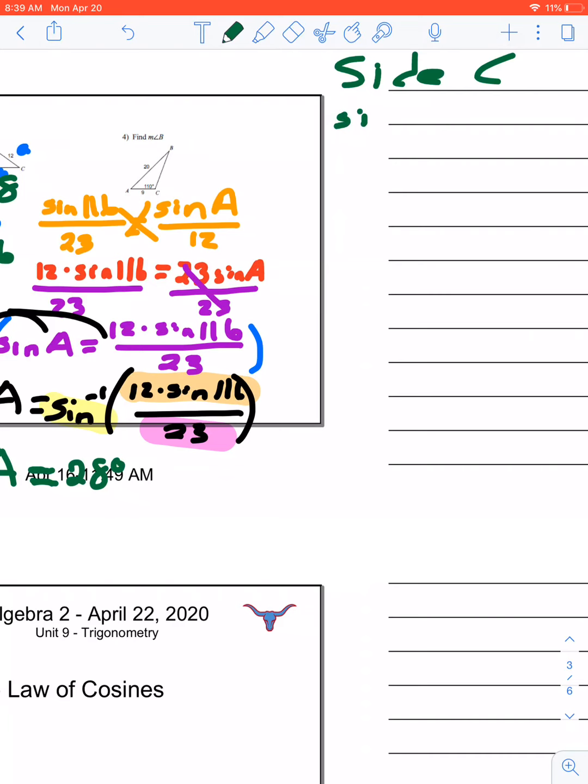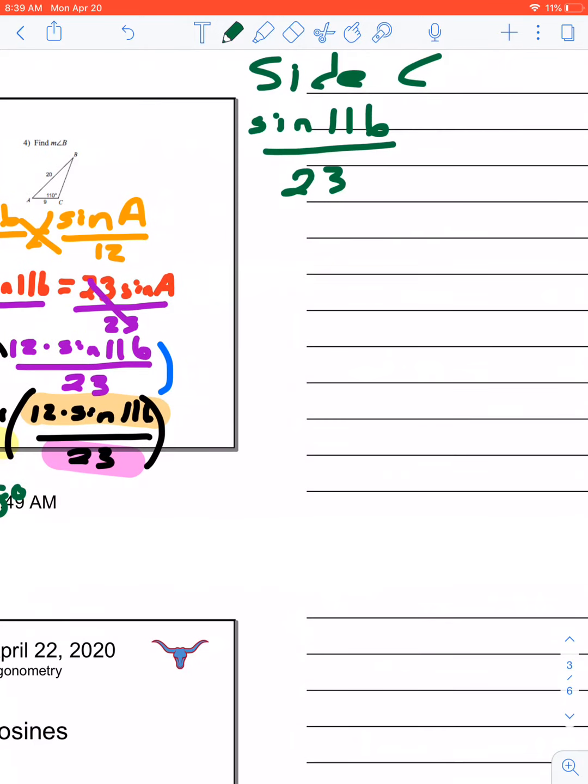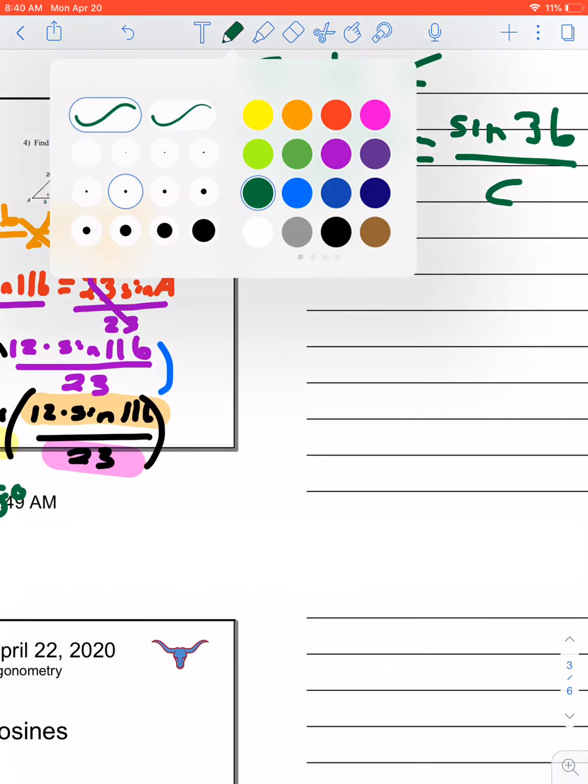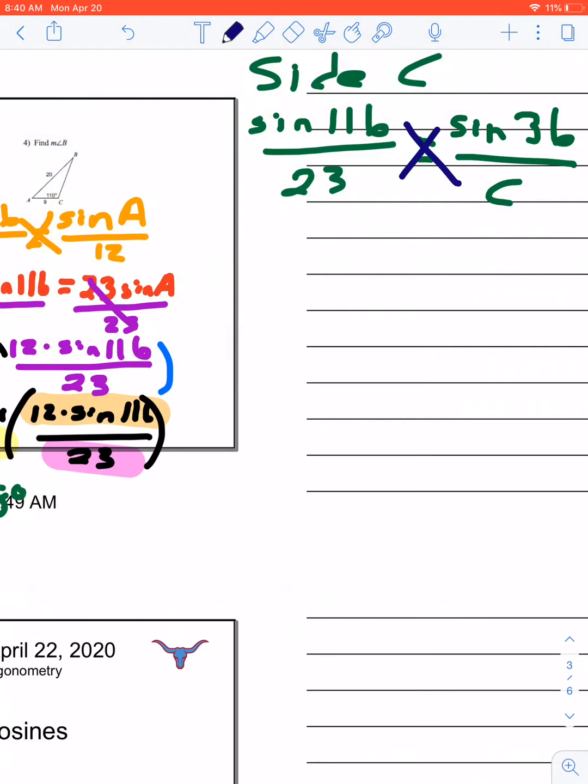So what that looks like is I'm going to find side C to finish off my triangle. So I'm going to get the sine of 116 over 23, because angle B was 116, right? And side B was 23. I'm then going to do my angle measurement of C. Well, C we found was 36. So sine of 36 over my C. So I set up my ratios. Again, this right here is always my given. That's what I like to do because I know I didn't round it. And then what am I looking for? Again, just a lot of repeating over and over again with law of sines. So I get C times sine of 116 equals 23 times sine of 36.